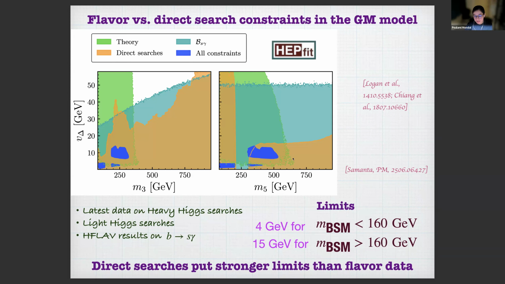And also the theory, of course. And from this combined fit, the allowed region shows that we have a 4 GeV at most mass splitting limit for BSM scalar masses less than 160 GeV and 15 GeV when you have BSM scalar masses above 160 GeV. And I also mentioned here that these limits do not depend on the 95 GeV scalar. So the result says that the direct searches give stronger limits compared to the flavor data in both the Georgi-Machacek model and the extended Georgi-Machacek model.